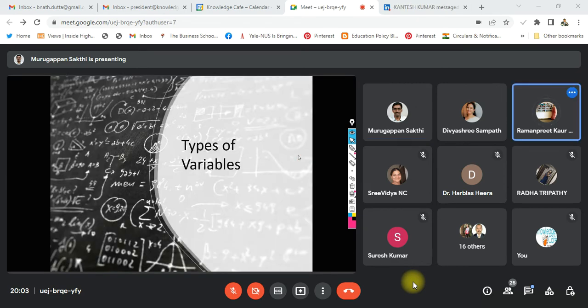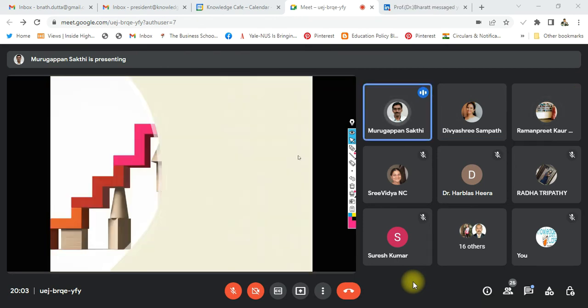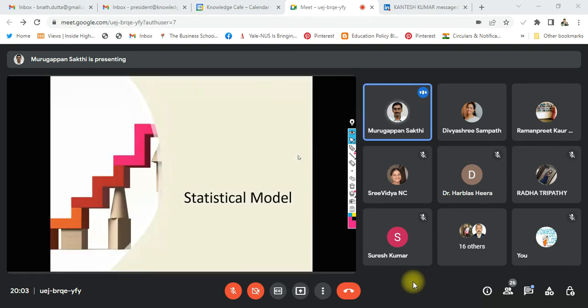Right. Types of variables. I thought of it. Is it necessary to cover the types of variables? I hope you can learn on your own, so I'm skipping that one. I'm coming to the statistical part. It's very important, and normally you will struggle, and this kind of input you couldn't get from the net in general.